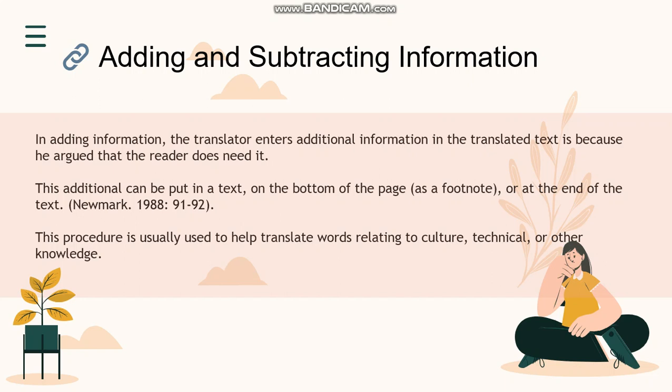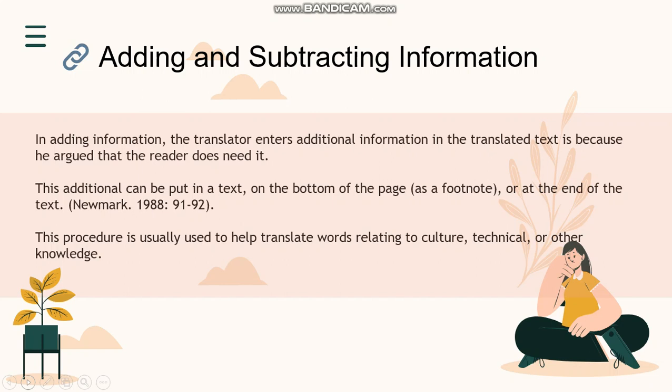The second pragmatic strategy is adding and subtracting information. In adding information, the translator enters additional information in the translated text because he urges that the reader does it. So this additional information can be put in a text on the bottom of the page as a footnote or at the end of the text.